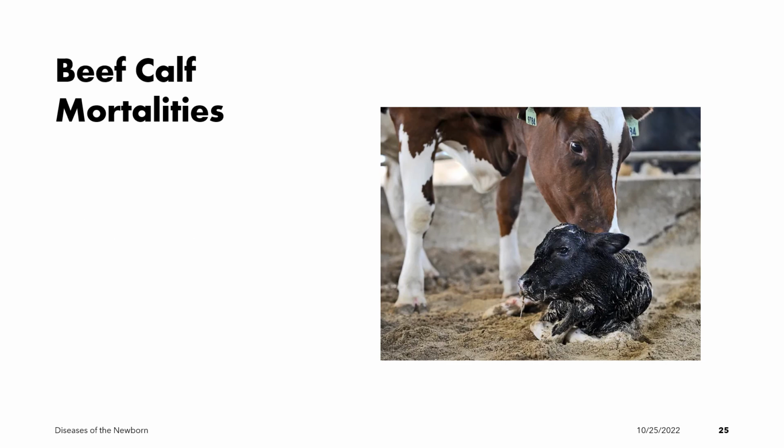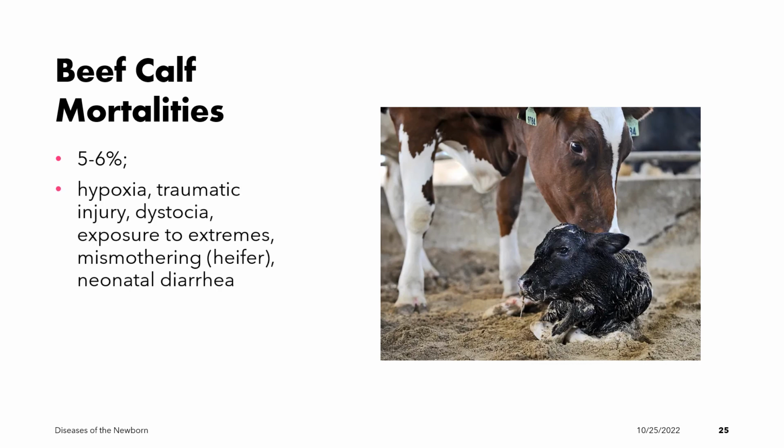In beef calf mortalities, it is said in Radostits et al. that the rate of mortality is about 5 to 6%, and of course these are from the available US data. For the specific causes, we have hypoxia and traumatic injury. This can be caused by traumatic injury, for example, during dystocia, or difficulty in parturition.